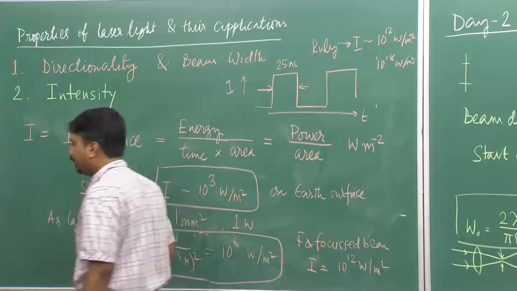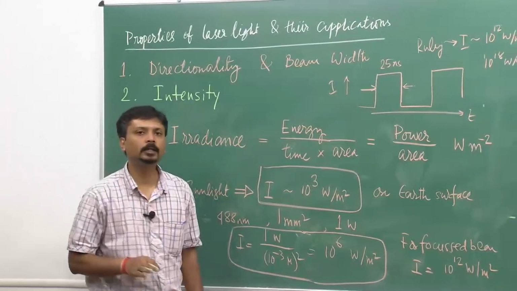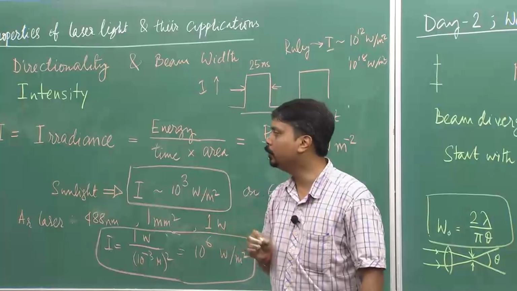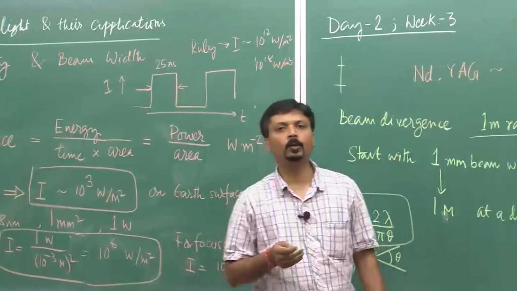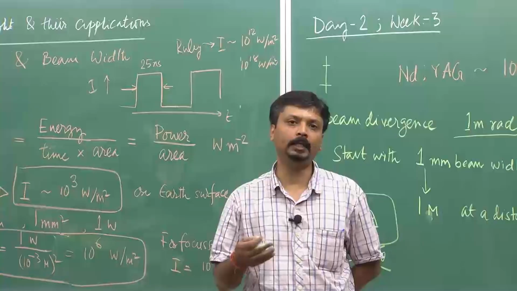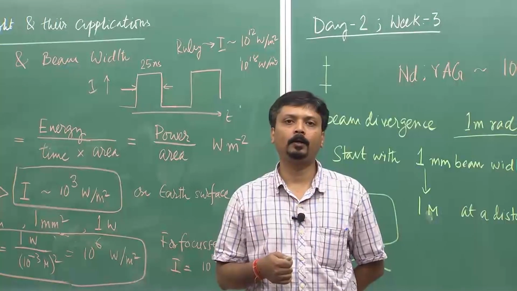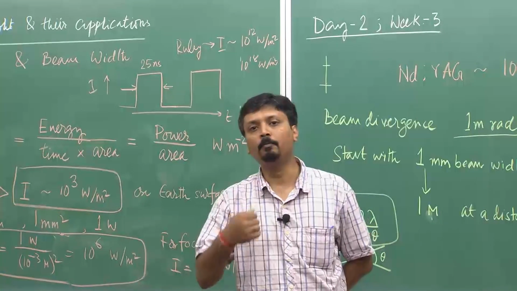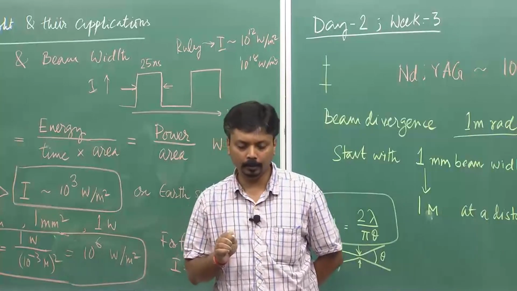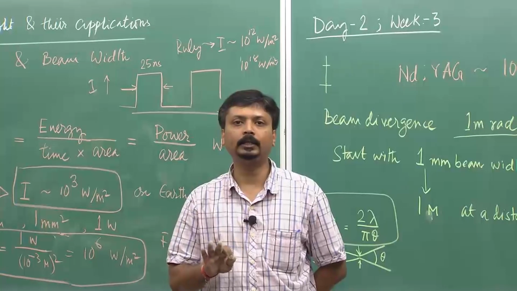There are a couple more properties that we need to quickly discuss. One is coherence, another is monochromaticity. We have to stop today because of lack of time. In the next class we will start with those two properties and look at their applications. We will also learn how to estimate the number of modes corresponding to one particular gain bandwidth. We will talk about all these things in the following class.